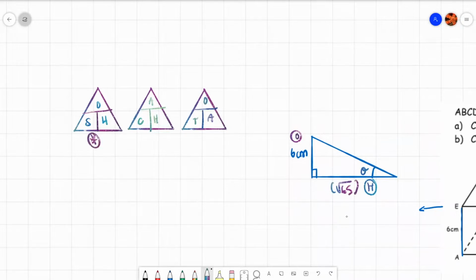So I'm going to be using sine. Sine theta equals opposite over hypotenuse. Opposite is 6 over the square root of 65. I want to undo the sine, so I need to do sine to the minus 1. Then on my calculator, 6 divided by the square root of 65, and then inverse sine it. I want to make sure my calculator is in the right format as well.